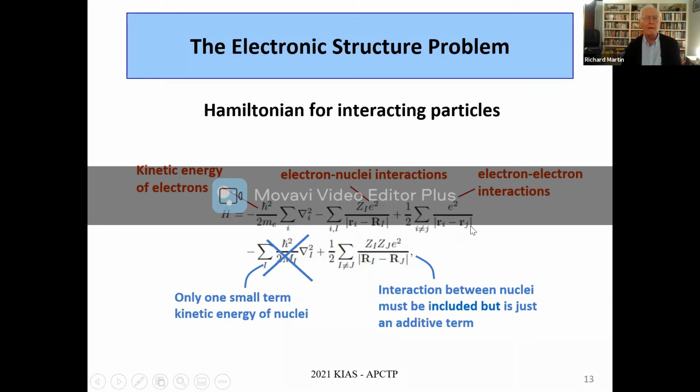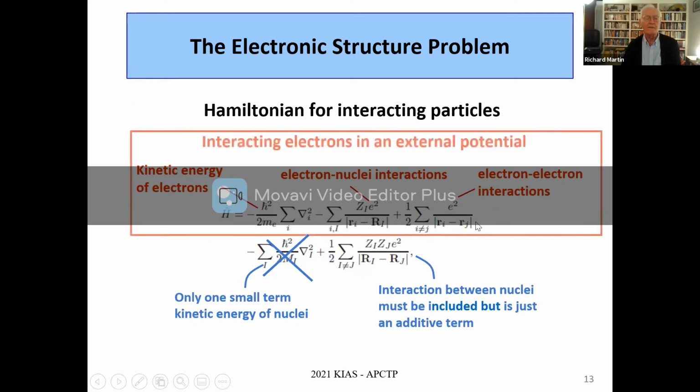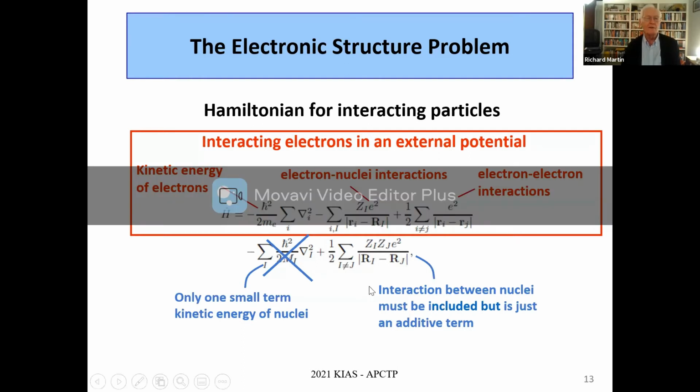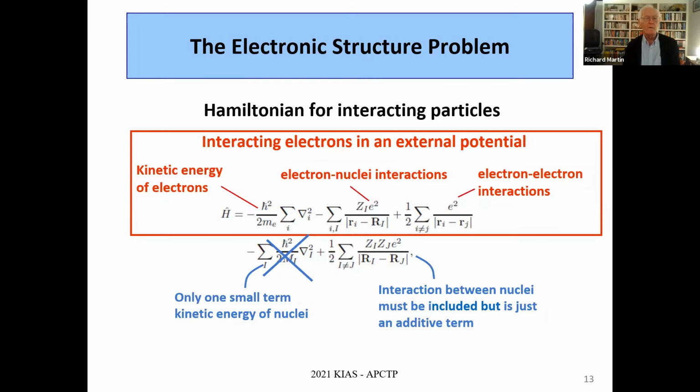And the essential part of the problem is the top line, which is the interacting electron problem in an external potential. So external always means something outside the electron system. And in this case, it's the nuclei, but it could be a potential that involves more than just the nuclei, like applied electric fields, etc. So we'll refer to it as electrons in an external potential.